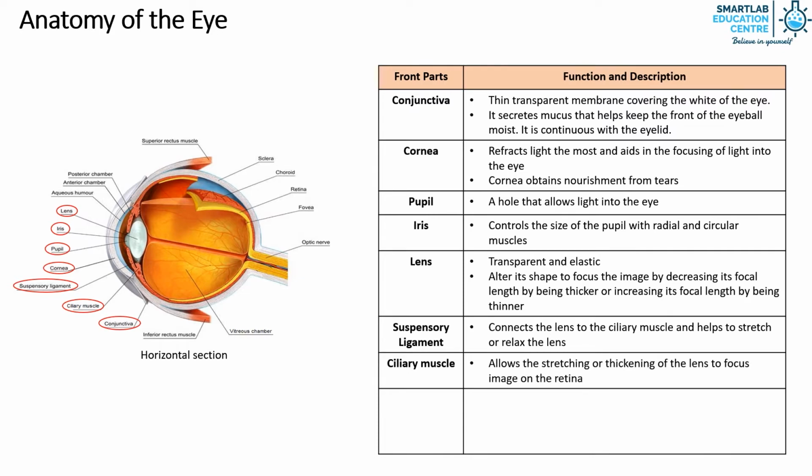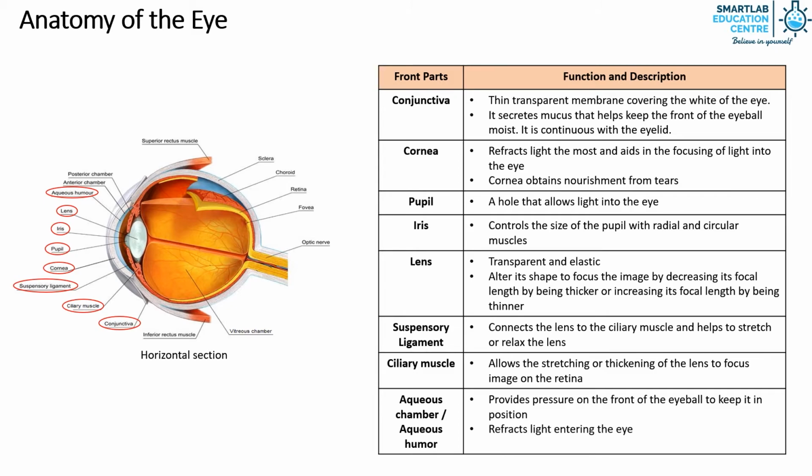The aqueous chamber or aqueous humor provides pressure on the front of the eyeball to keep it in position. It refracts light entering the eye and nourishes the cornea and lens.